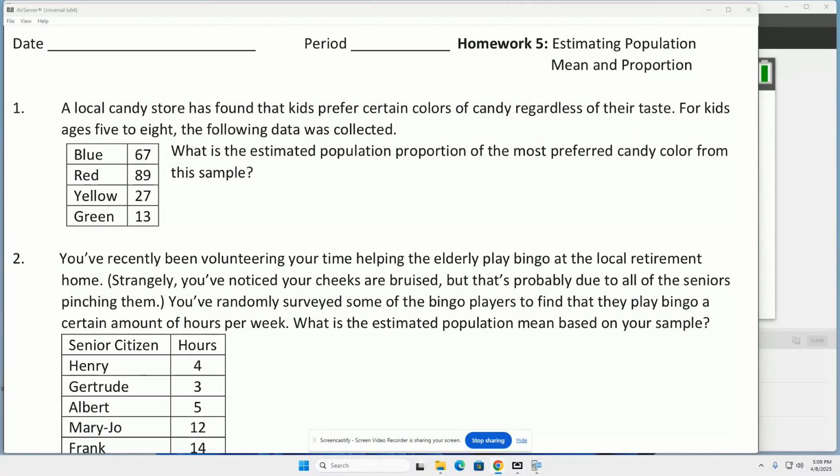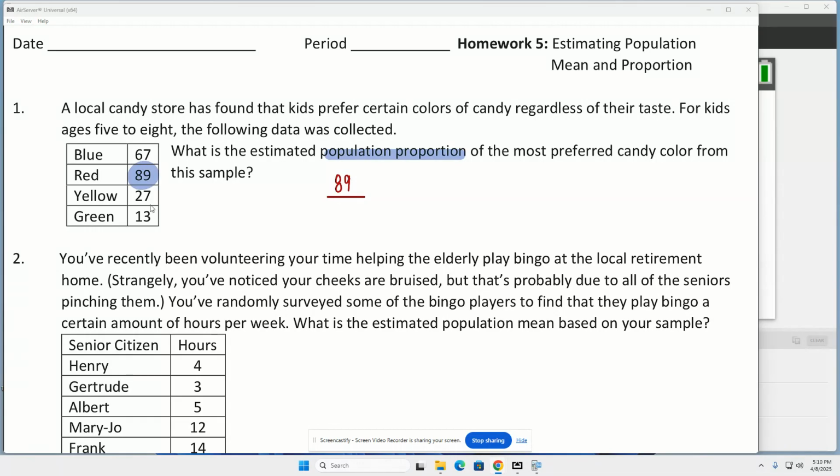A local candy store has found that kids prefer certain colors of candy regardless of the taste. For kids aged 5 to 8, the following data was collected. What is the population proportion of the most preferred candy? Most preferred means the one that you see the absolute most, and that, of course, is red. Population proportion, I told you guys yesterday, is when you write a fraction. You're going to put the one that's specifically identified, 89, over the total.